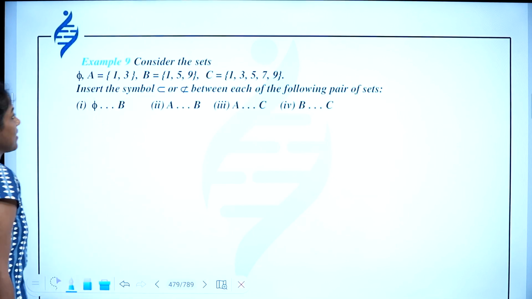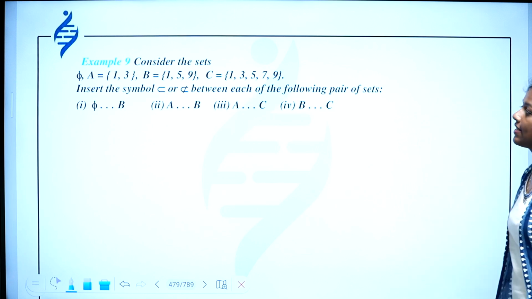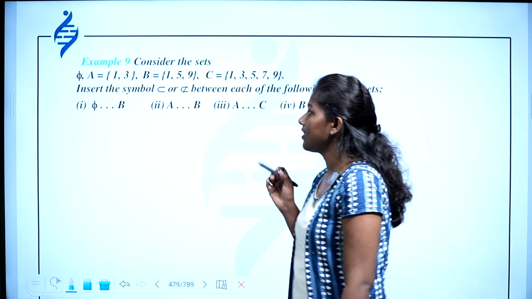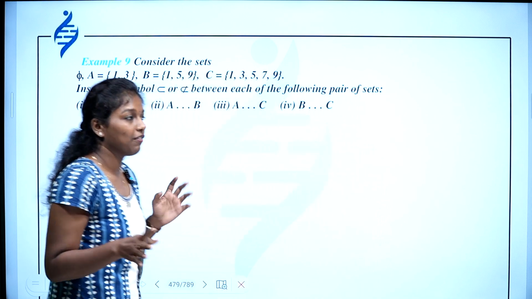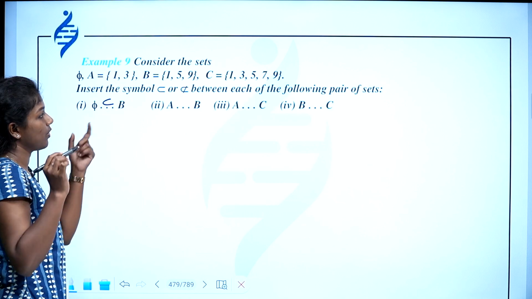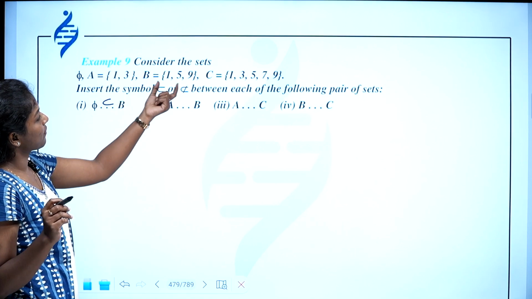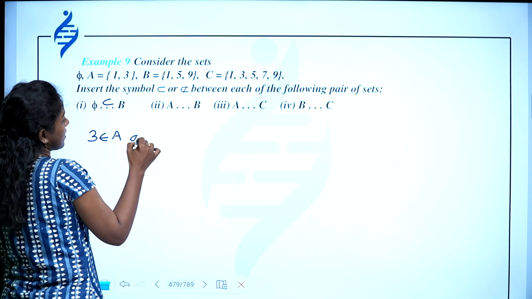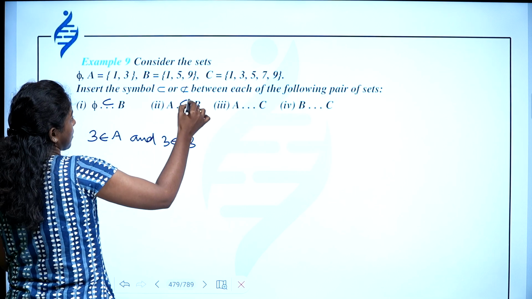Then, consider the sets phi, A equal to {1, 3}, B equal to {1, 5, 9}, C equal to {1, 3, 5, 7, 9}. Insert the symbol subset of or not subset of between each of the following pairs. So you are given some sets and you have to find if they are subsets of each other. Phi is a subset of every set, so you can write phi subset of B. Then A subset of B? A means 1, 3. B means 1, 5, 9. But see, 3 belongs to A and 3 does not belong to B. So this is not a subset.